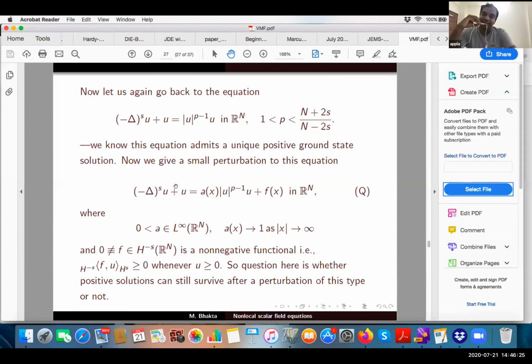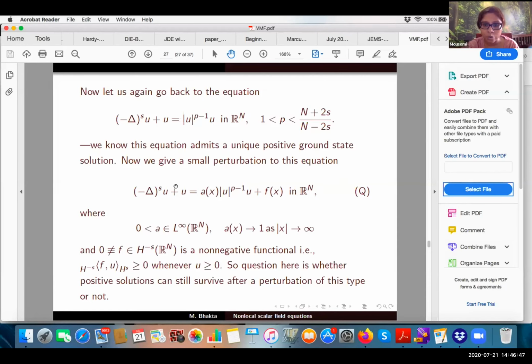I mean, this particular form, for instance, in place of u on the right-hand side, if you have a gradient nonlinearity, for instance, the gradient of the modulus of u to the power p minus 2 times the gradient of u, is this interesting? I can say that there are some works for the gradient nonlinearity.